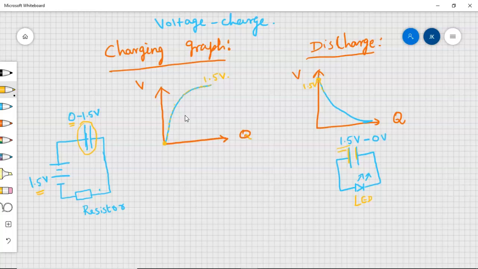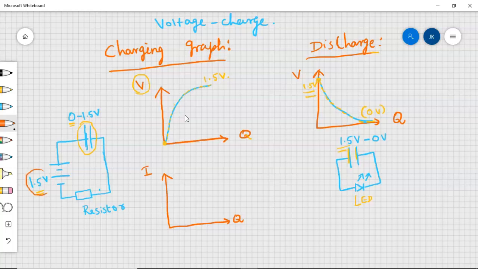Energy level decreases, so voltage across the capacitor decreases from 1.5 volt to 0 volt. Once the voltage across the capacitor becomes 0 volt, it is completely discharged. This is the capacitor voltage-charge graph. What if we draw the graph for the current and charge? Here is current and charge.